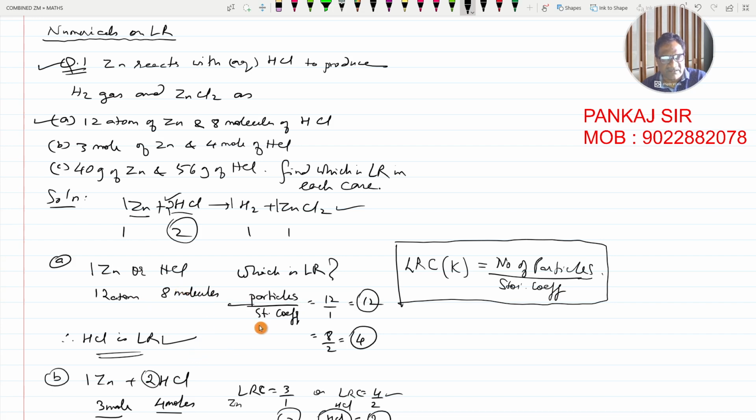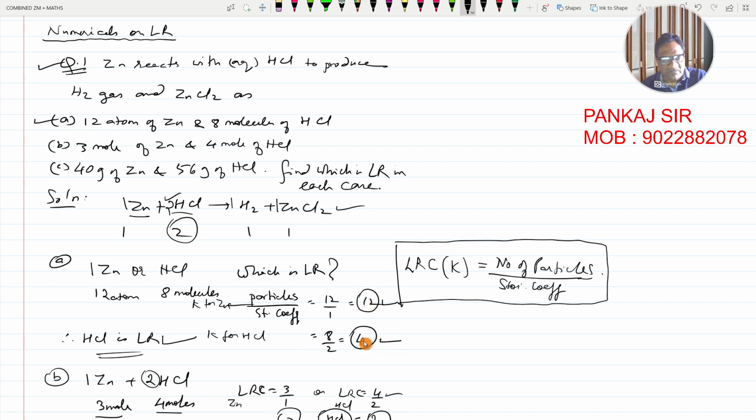So for zinc, you will have to find out this K, and for hydrochloric acid, you will have to find out this K. For zinc, how many particles are there? There are 12 atoms. So I'll take 12 divided by the stoichiometric coefficient of zinc, which is 1, so 12 upon 1, I'm getting K as 12. Same way K for HCl: 8 molecules are the number of particles, divided by the stoichiometric coefficient of hydrochloric acid, which is 2. So 8 divided by 2 works out to 4.